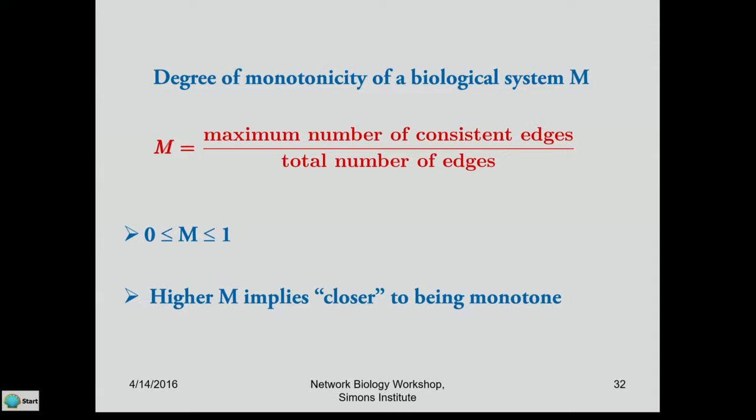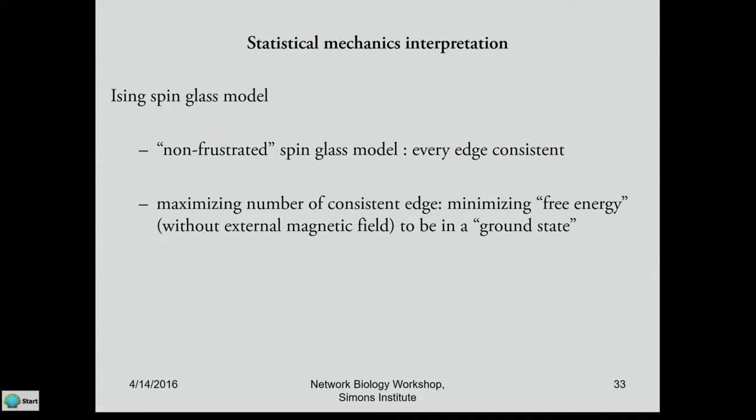So you can define the degree of monotonicity as the maximum number of consistent edges divided by the total number of edges, so that if the entire graph is consistent, it's 1. If you have to remove most of the edges, it is close to 0, and otherwise it's between 0 and 1. There is a statistical mechanics interpretation in the Ising spin glass model. If you consider these positive and negative edges, then maximizing the number of consistent edges is the same as minimizing the free energy without any external magnetic field.